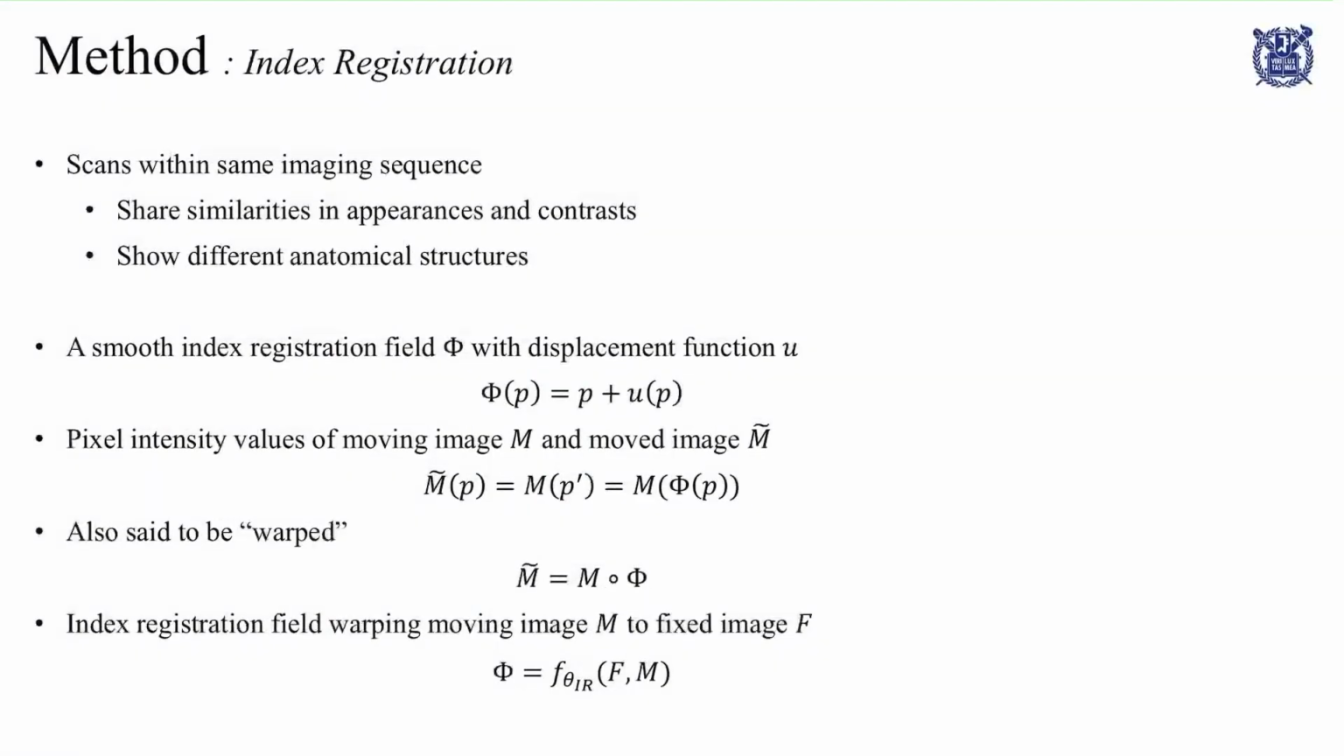From this slide, we give formulations and details of the two registration fields and the imputation process. The index registration field is similar to the conventional registration field, and a smooth index registration field phi with displacement function u is defined as the equation. An index registration field warping moving image M to fixed image F can be defined with the network F zeta IR with learnable parameters.